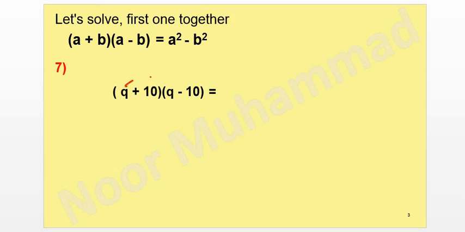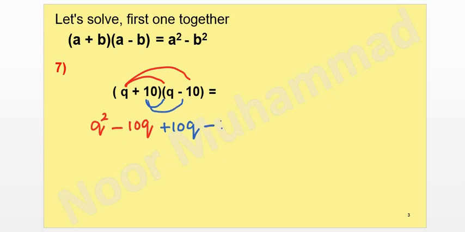For example, if I want to multiply it, I will do like this. So q times q will become q squared and q times negative 10 will become negative 10q. Then let me do it with the blue color now. So positive 10 and positive q will give us positive 10q, and then positive 10 times negative 10, positive and negative will be negative, and 10 times 10 will be 100. Now in the next step, clearly you can see that these two values, these 10q, positive and negative, will cancel each other and we are left with q squared minus 100.